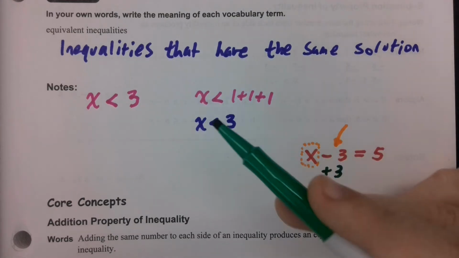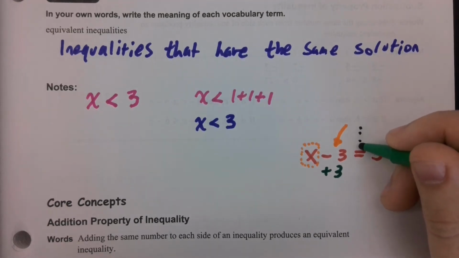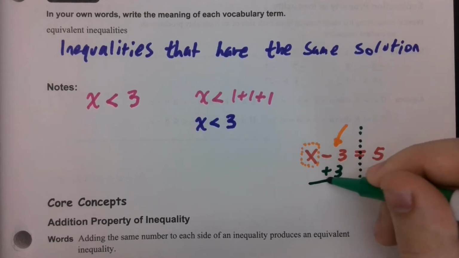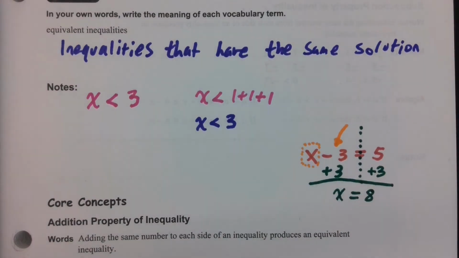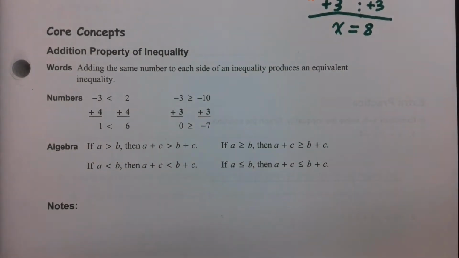The problem is that this wouldn't produce an equivalent equation. To produce an equivalent equation, the rule was, whatever you do to one side, you have to do to the other. So we would add 3 to this side as well, giving us our solution, x equals 8. This rule was the addition property of equality, where you're allowed to add something as long as you do it to both sides. Turns out, the exact same rule applies for inequalities. As long as you do it to both sides, you can add whatever you want, and it'll produce an equivalent inequality. Let me give you an example.